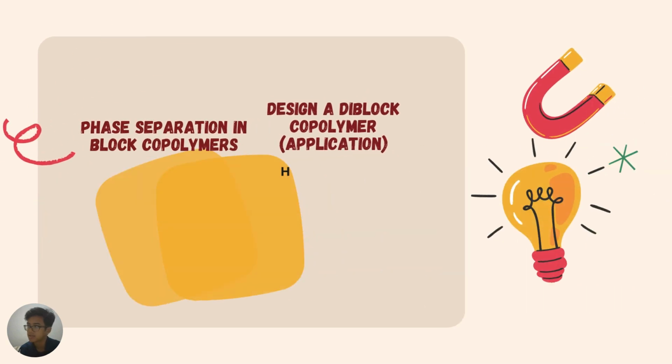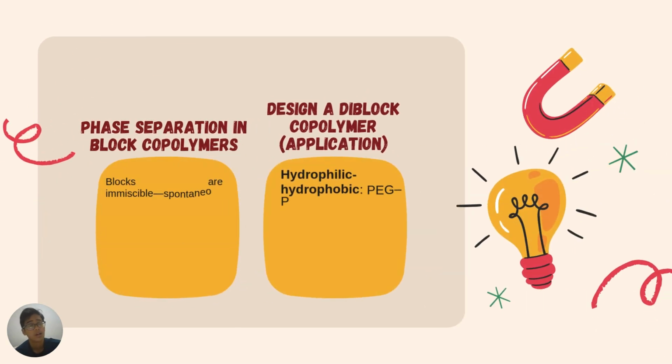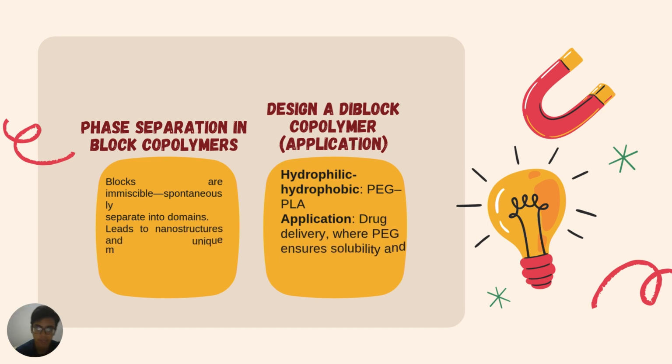So the ninth and tenth, which are the two last questions, are phase separation and block polymers. The blocks are immiscible and spontaneously separate into domains, which leads to nanostructures and unique mechanical and thermal behavior, because of these two being mixed and having separation into different domains. They have different behavior for each domain.